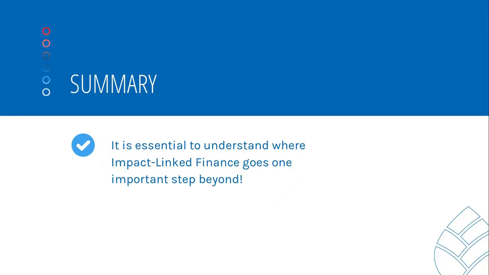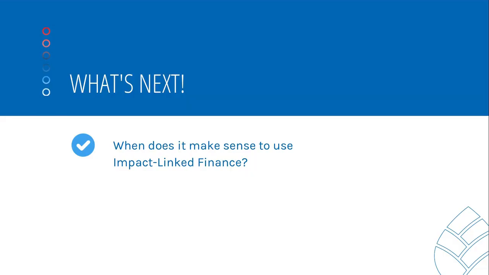Now, let's quickly summarize this chapter. It is essential to understand how ILF uses elements from these three approaches: blended finance, results-based finance, and impact investing. But it is even more essential to realize where it goes one important step beyond. This sets the stage for our next chapter, where we'll talk a lot about the best use cases for ILF and why they prove to be effective.